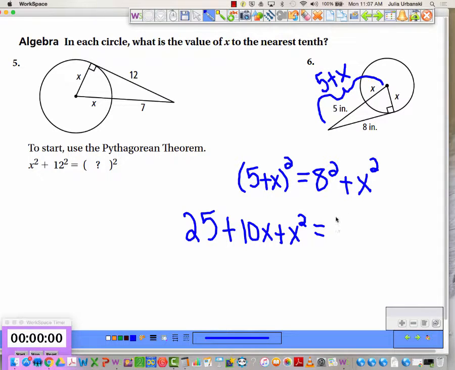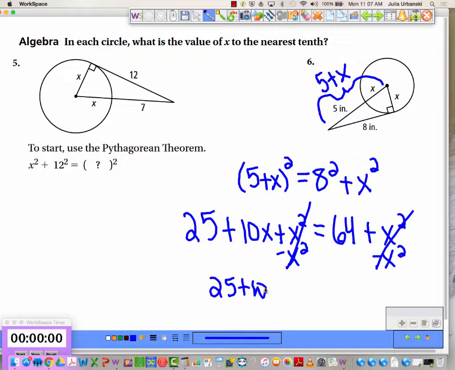Equals, h squared is 64, but x squared we don't know. You're not going to need to do the quadratic formula, because the first thing you would want to do is move all your x's over to the same side. So what happens if I subtract x squared? It cancels out on both of them, right? Yeah. So it's kind of easy to solve. We just have 24 plus 10x equals 64. That one's going to be easier.